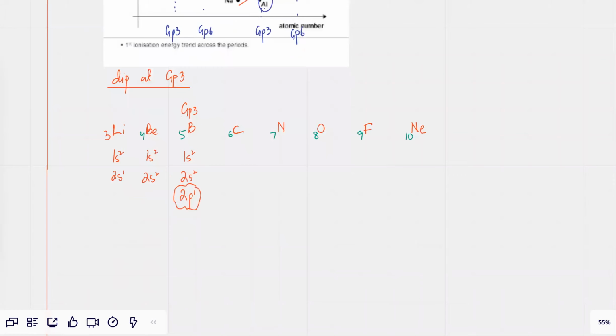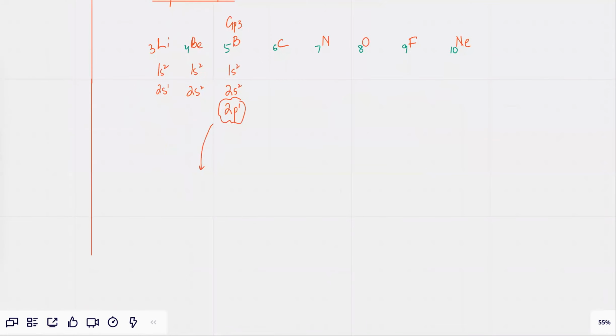So the explanation for that is that the electron in group 3 is removed from a higher energy p orbital, which is slightly further away. The 1s and 2s were much closer. The 2p is slightly further away, just a tiny bit. So the electron in group 3 is removed from a higher energy p orbital.